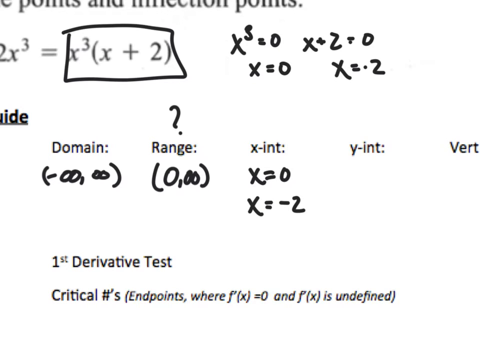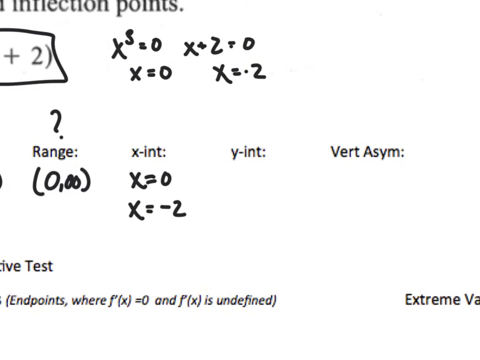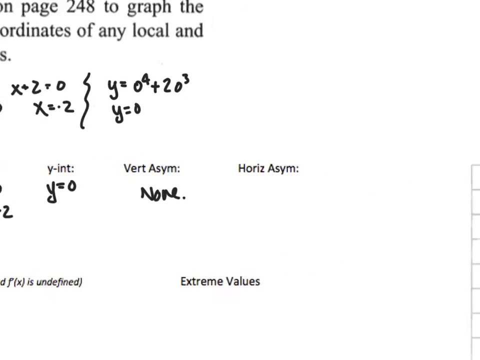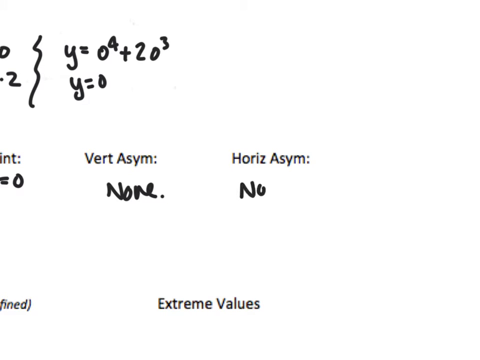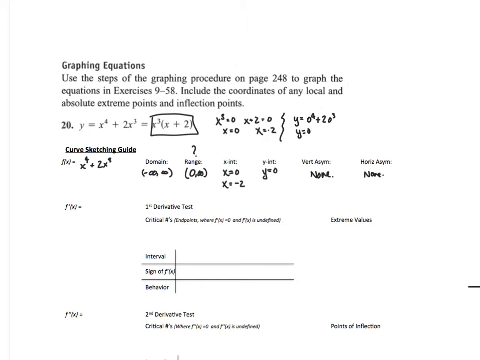For the y-intercept, I'm just going to plug in 0 into my function and see what we get. So y equals 0 to the fourth plus 2 times 0 cubed, and that's just going to give me 0. So I have a y-intercept at y equals 0, which is kind of nice. Vertical asymptotes, we have none. We have a polynomial, so it's continuous and differentiable. Horizontal asymptotes, we also have none. We just have a polynomial.